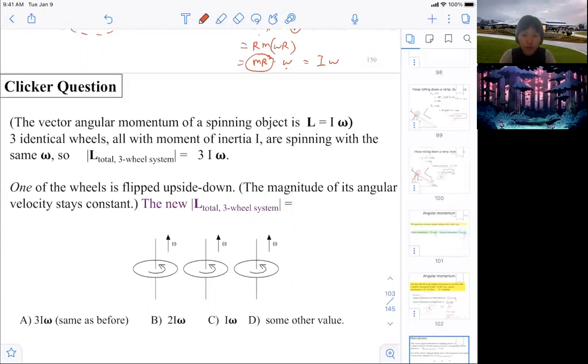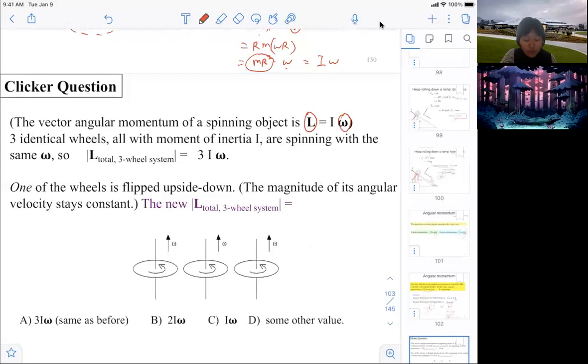Look at our results, quite split between A, B, and C. So how do we figure it out? If we simply flip one upside down. Okay, so angular momentum, is it a scalar or is it a vector? It's a vector. The direction of L is decided by omega, so the same direction, okay?